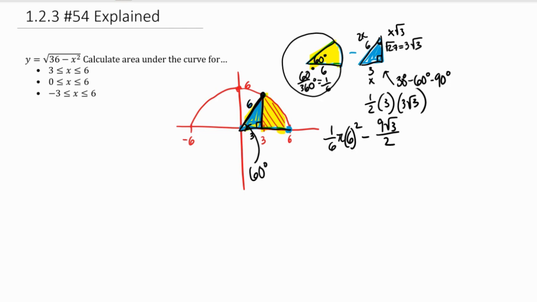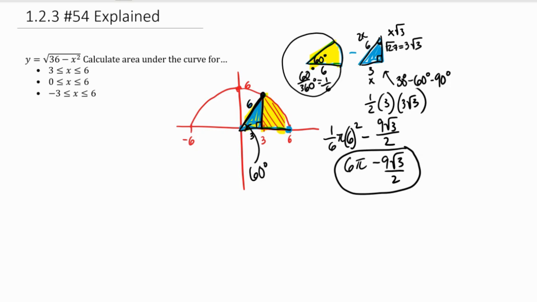I know all of my pictures are not drawn to scale, so I apologize about that, but what can you do? So I take the area of my sector, I subtract the area of the triangle, and it's not a nice answer. I can't simplify this. I can plug it into a calculator to find the total area, but this is part A, where you're just calculating the area from 3 to 6.